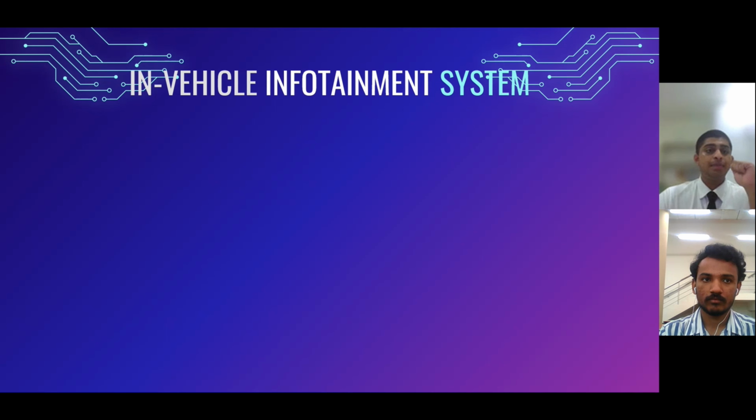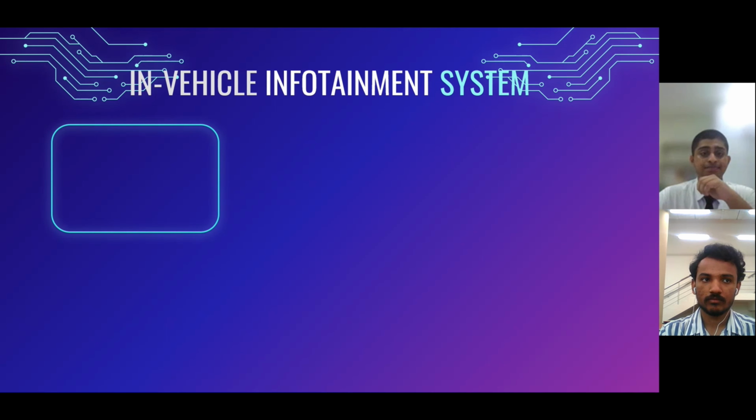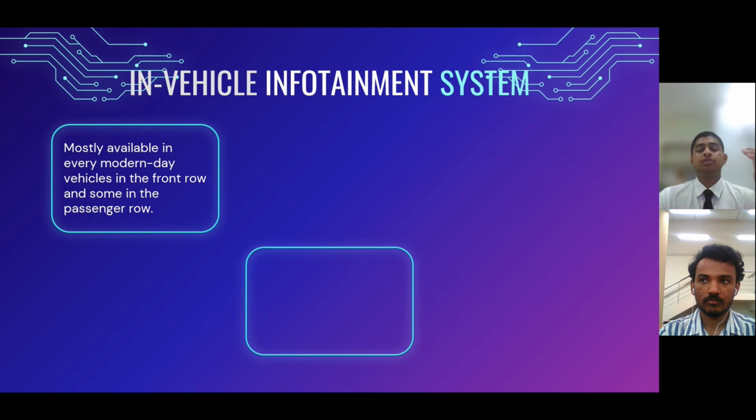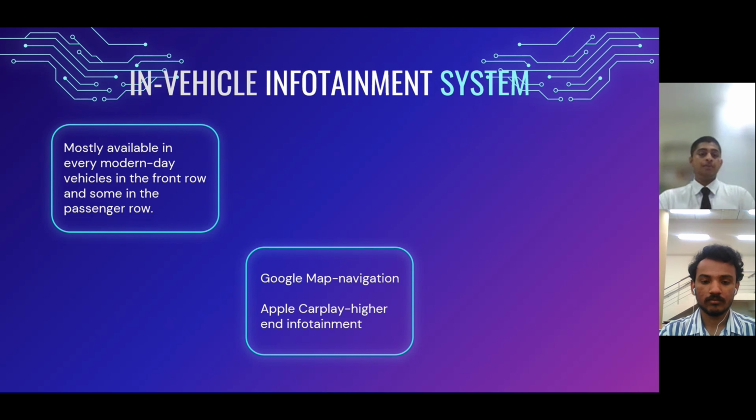Next, a very popular topic too, which is the in-vehicle infotainment system. As we know, this is mostly available in every modern day vehicle in the front row, and for those higher end luxury vehicles, this is also installed in the passenger row or the back row. As we might have heard, there are two main infotainment systems commonly used nowadays. Firstly, Google Maps, which is for navigation purposes, and also Apple CarPlay, which is for higher end infotainment.